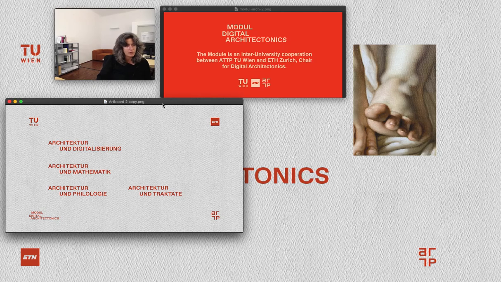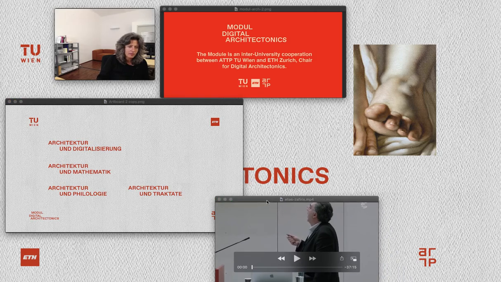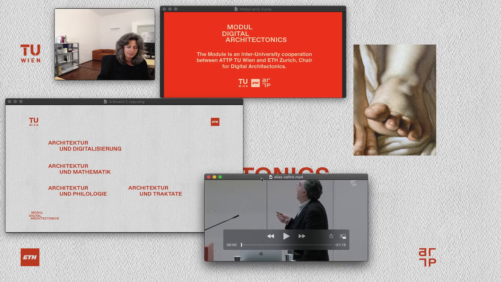The module consists of four core courses, 3 lectures and 1 exercise course. There will be a lecture course taught by Elias Zafiris, who is a mathematician from Athens and Budapest. His lecture course is entitled Architecture and Mathematics, and it will attend to major theorems in mathematics, not only in the recent mathematics but in the history of mathematics, and it will connect, if you want, the worldviews that are embedded in those theorems and also in the readings of those theorems.